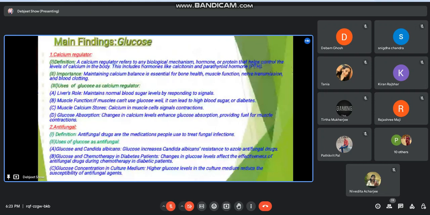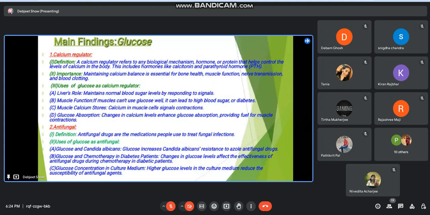Next, main findings of glucose: calcium regulator. What is a calcium regulator? A calcium regulator refers to any biological mechanism, hormone, or protein that helps control the levels of calcium in the body. This includes hormones like calcitonin and parathyroid hormone, PTH. Importance: maintaining calcium balance is essential for bone health, muscle function, nerve transmission, and blood clotting. What are the uses of glucose as a calcium regulator? Liver's role: glucose maintains normal blood sugar levels by responding to signals. Muscle function: if muscles cannot use glucose well, it can lead to high blood sugar or diabetes. Muscle calcium stores, glucose absorption.